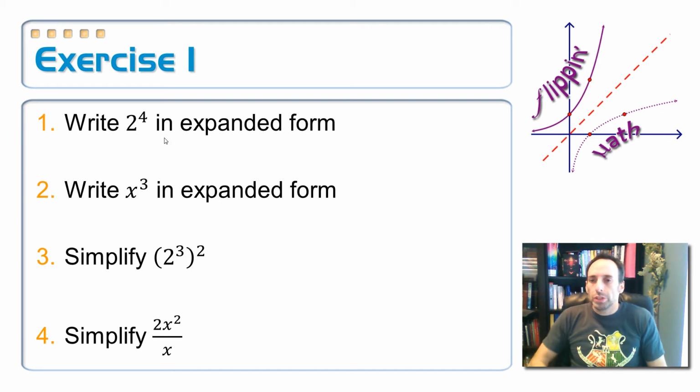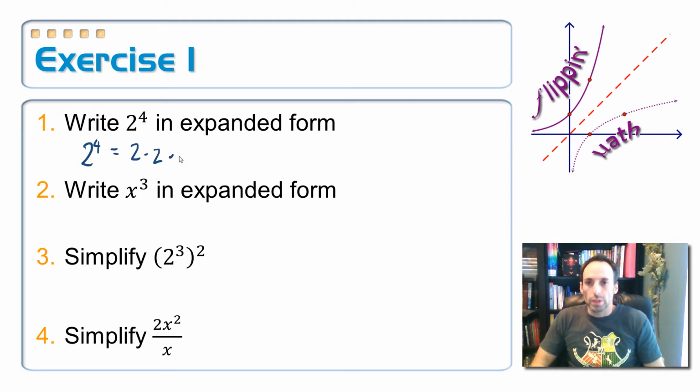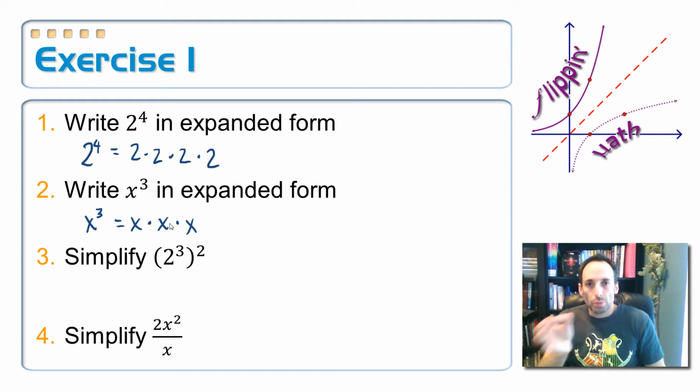On this first one, write 2 to the 4th in expanded form. 2 to the 4th means 2 times 2 times 2 times 2. It is 4 copies of 2 that we all multiply together. Likewise, the one with the variable here, x to the 3rd power, simply means x times x times x. It's 3 factors of x.